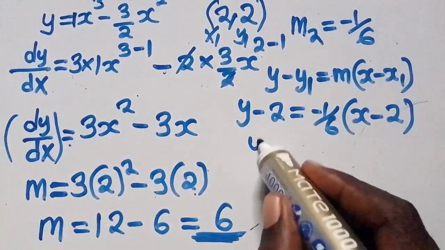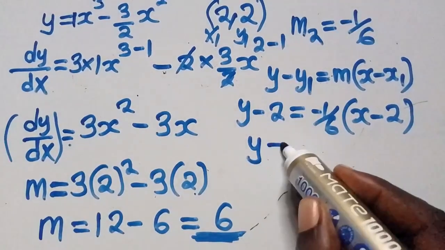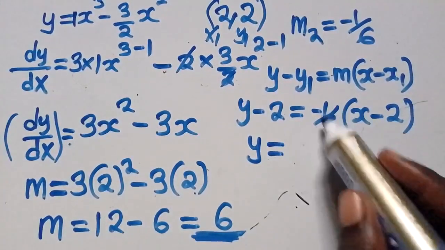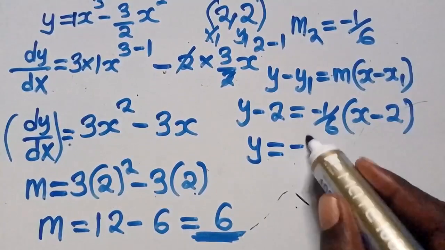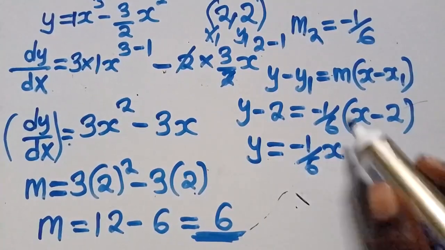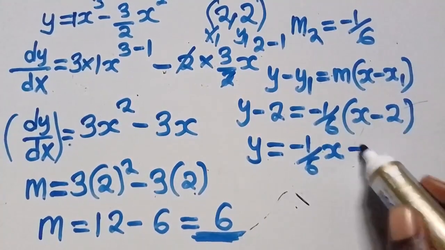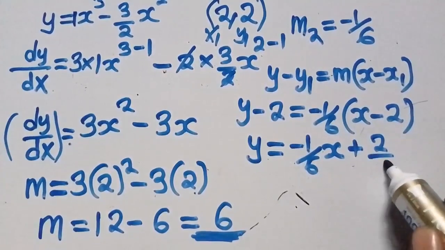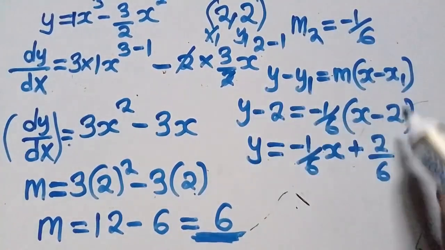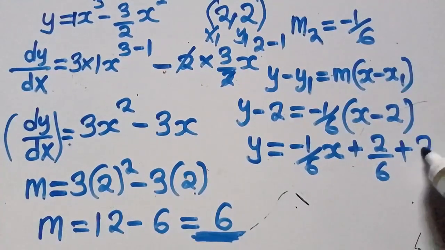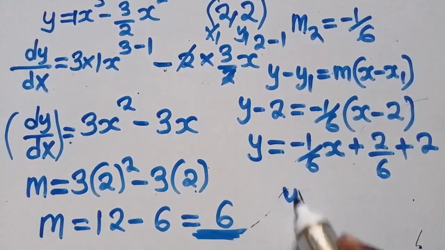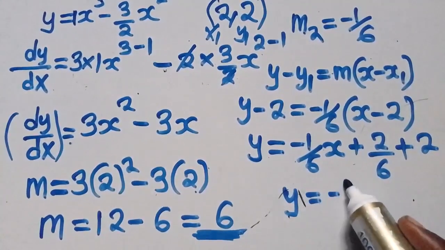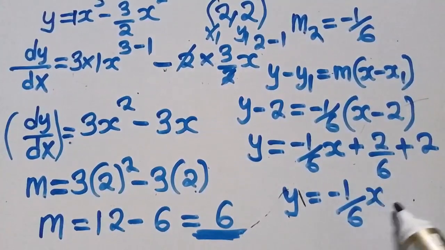I say this is y. The 2 comes to this other side, minus. If I multiply negative 1 over 6 times x, negative 1 over 6 x. Negative times negative is positive 2 over what? Over 6. This one, when it comes inside, it's plus what? Plus 2. Then I say y is equal to negative 1 over 6x plus.